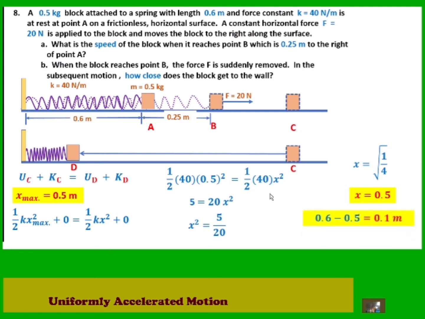So, how close does the block get to the wall? It is the length of the spring, 0.6 meter, minus 0.5, which is equal to 0.1 meter. So, the block is about 0.1 meter from the wall at its closest.